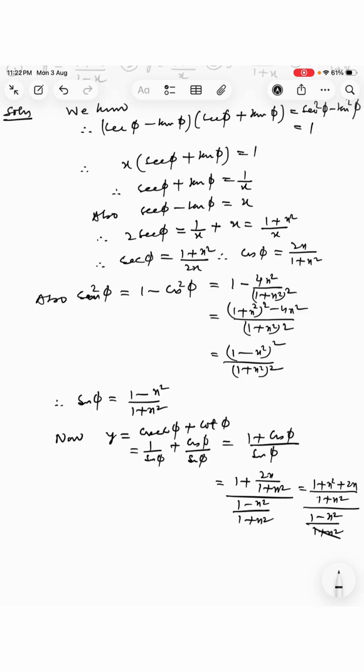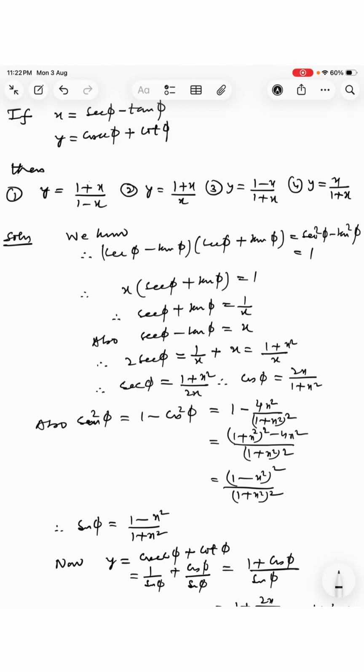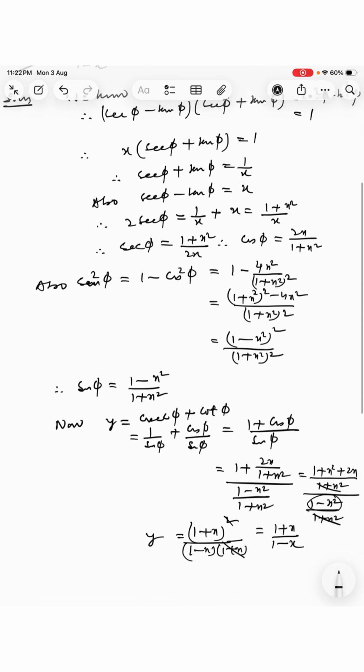So this part gets cancelled. Therefore, y is equal to 1 plus x square plus 2x, which is 1 plus x whole square, and 1 minus x square has two factors, 1 minus x into 1 plus x. Therefore, 1 plus x gets cancelled. Therefore, y will be 1 plus x by 1 minus x. Therefore, the correct option becomes the first option. Hence the problem.